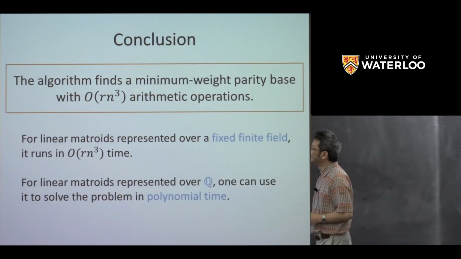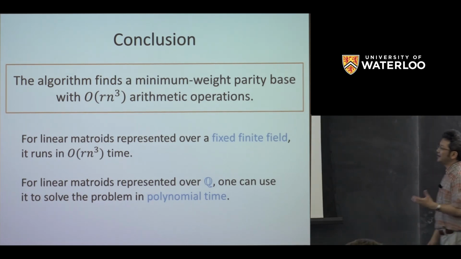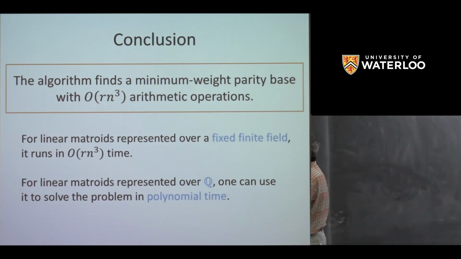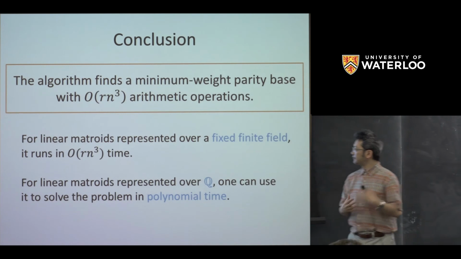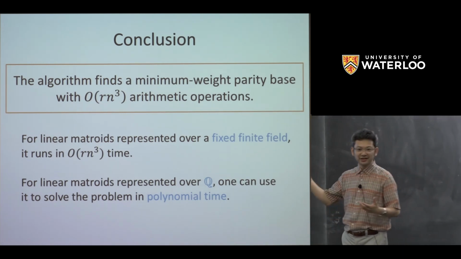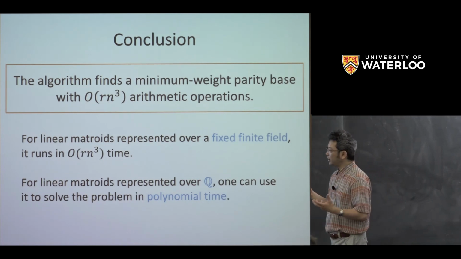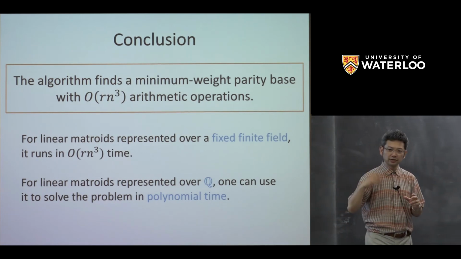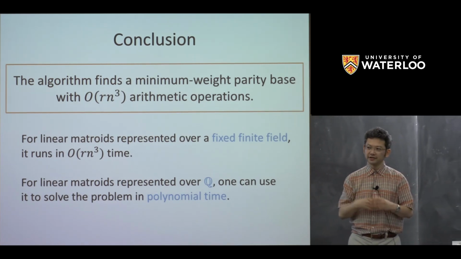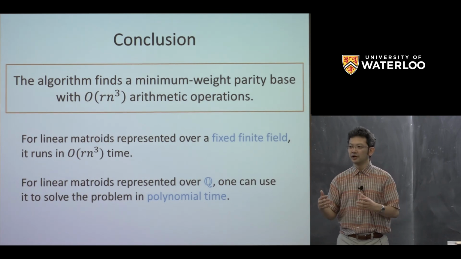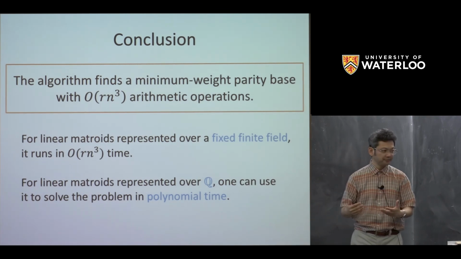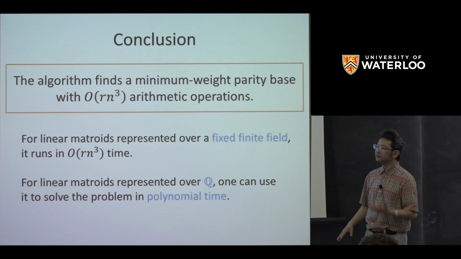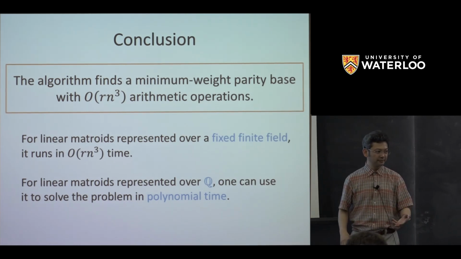So here's the conclusion. We have developed an algorithm that finds a minimum weight parity base with these arithmetic operations. And for linear matroids that are represented over a fixed finite field, this runs in this complexity. But if we have a linear matroid represented over Q, then we have an issue concerning the size of the numbers that we have to deal with. Right now we don't have a good bound, so we can't claim that we have a strongly polynomial algorithm for this case.